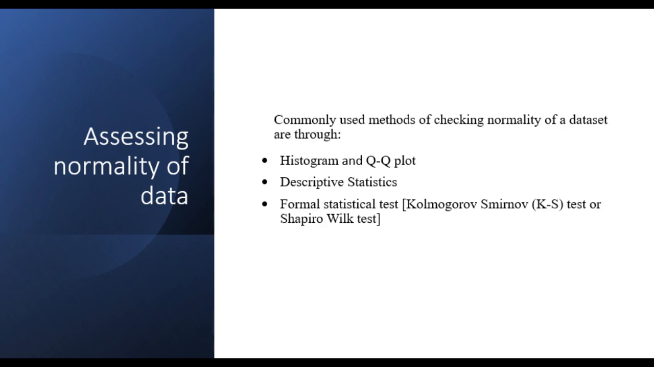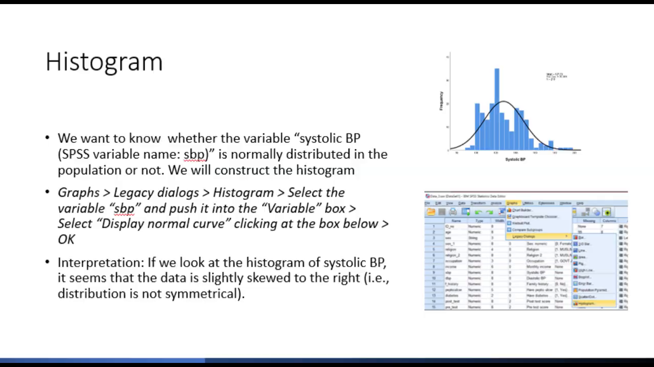Assessing normality of data. Commonly used methods of checking normality of a dataset are histogram and QQ plot, descriptive statistics, and formal statistical tests: the Kolmogorov-Smirnov (KS) test or the Shapiro-Wilk test. Histogram. We want to know whether the variable systolic BP, SPSS variable name SBP, is normally distributed in the population or not. We will construct the histogram.